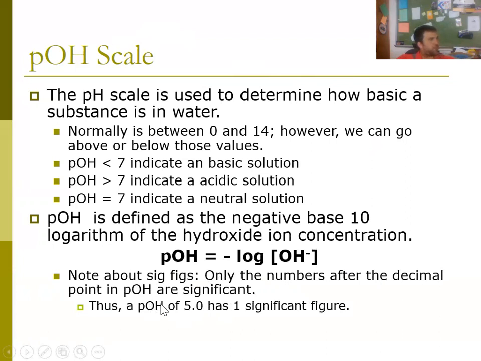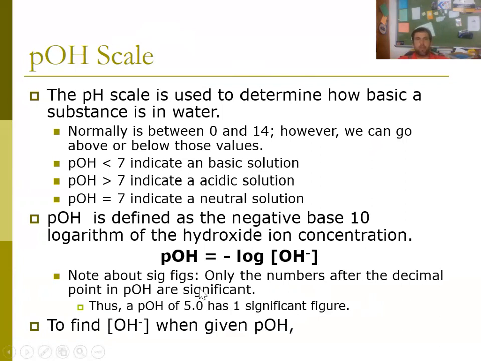So once again, if I have a pOH of 5.0, that's telling me that it has one significant figure. If I want to find the OH concentration, I would do 10 to the negative pOH. So I would do 10 to the negative 5.0, and that would equal 1.0 times 10 to the negative fifth. Your exponent becomes the number in front. The number before the decimal indicates what the negative power is.